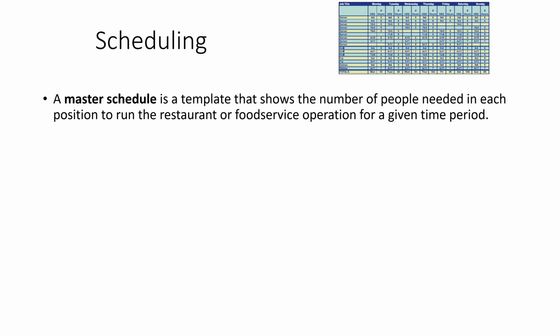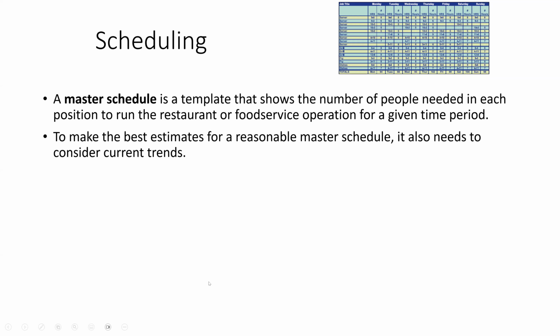So that master schedule is a template that shows the number of people needed in each position to run the restaurant or food service operation during a given time. That's just one night in the dining room. You're going to have different timesheets for every time you serve your meals, right?